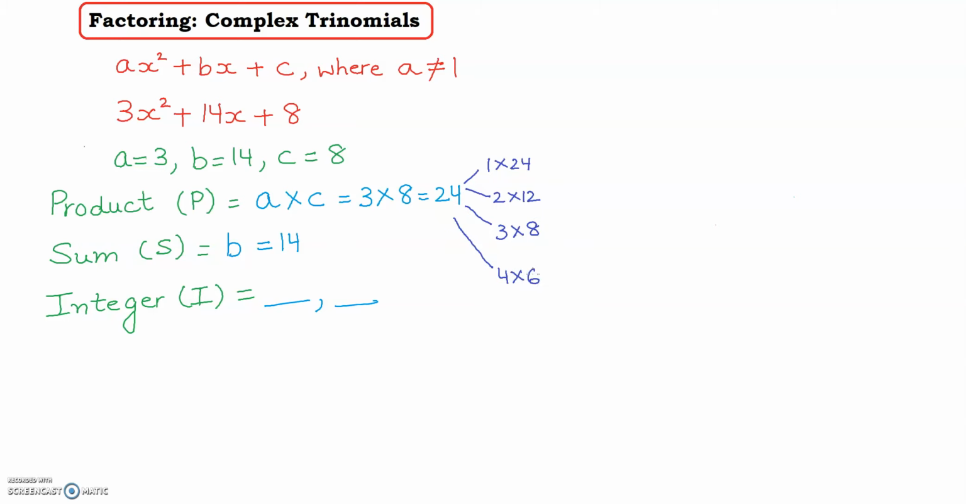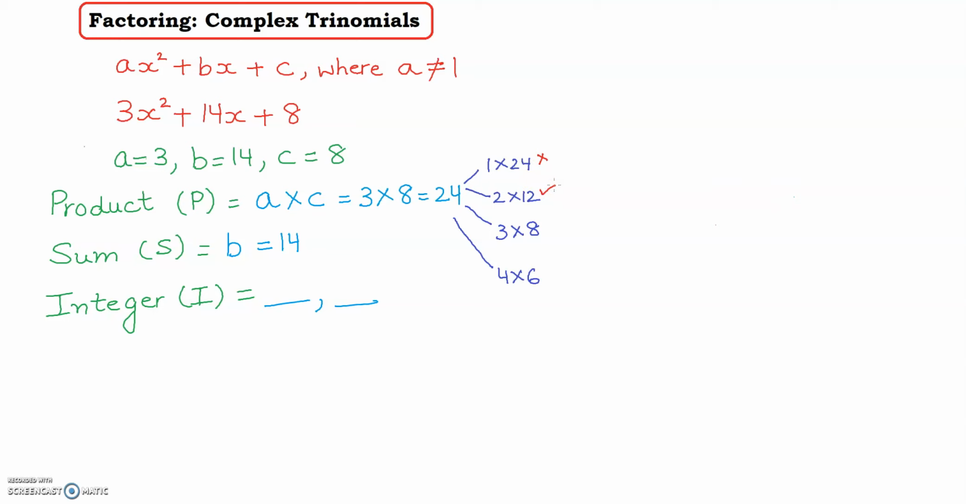So now we have the factors of 24. Now I have to pick one pair of these 4 factors. If I add or subtract those two numbers, I should get 14, which is the sum. So let's try the first one. 1 plus 24 or 1 minus 24 should not give us 14. Therefore, this is not a proper one. Let's try the next one. 2 and 12. If I add those two numbers, I will get 14. So this is a possible answer.